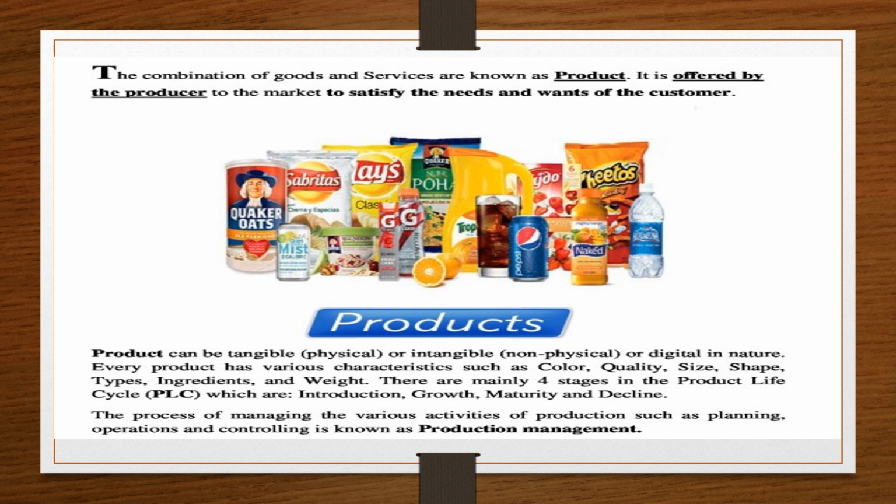Now the product can be tangible, that means physical, or it may be intangible, that means non-physical, or it can even be digital in nature, as we are doing right now. Every product has various characteristics, like color, quality, size, shape, types, ingredients, weight, etc. And there are mainly four stages of the product life cycle. I think you have studied it somewhere earlier, it is very well known as PLC, the product life cycle, and it passes through four stages: introduction, growth, maturity and decline.